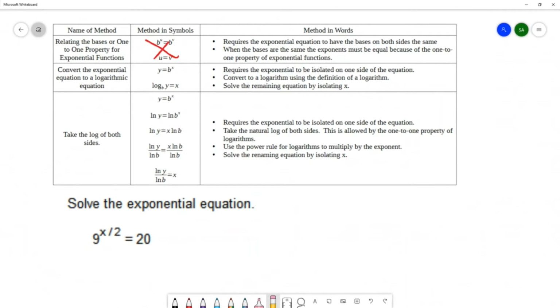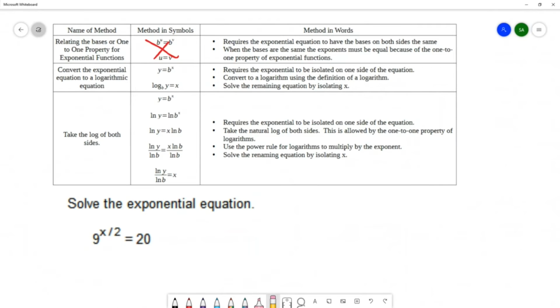The other method is to take the log of both sides. This is something that we're allowed to do because logarithms are one-to-one. And so you would start off with y equals b to the x, take the log of both sides. Then you can use properties of logarithms. You're going to use the power rule for logarithms on this step, and then you're going to solve for your variable by dividing. So let me start by showing you the first method.